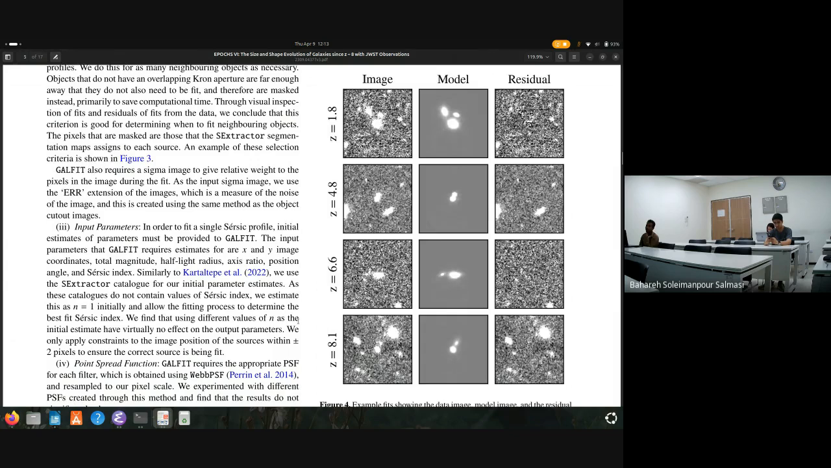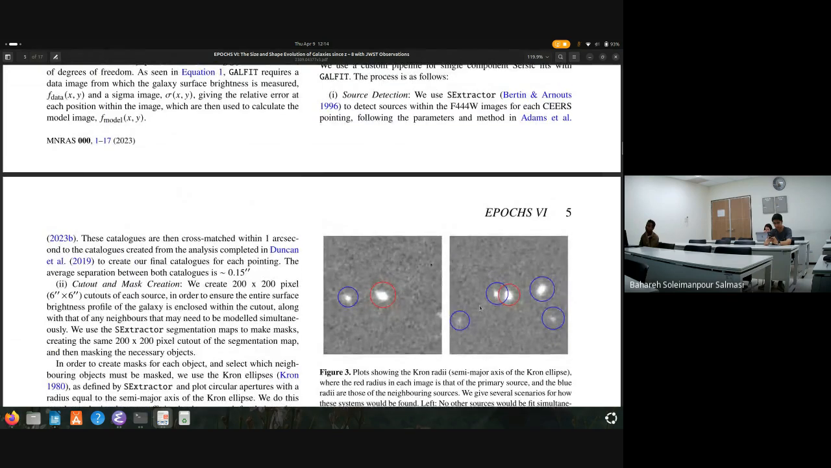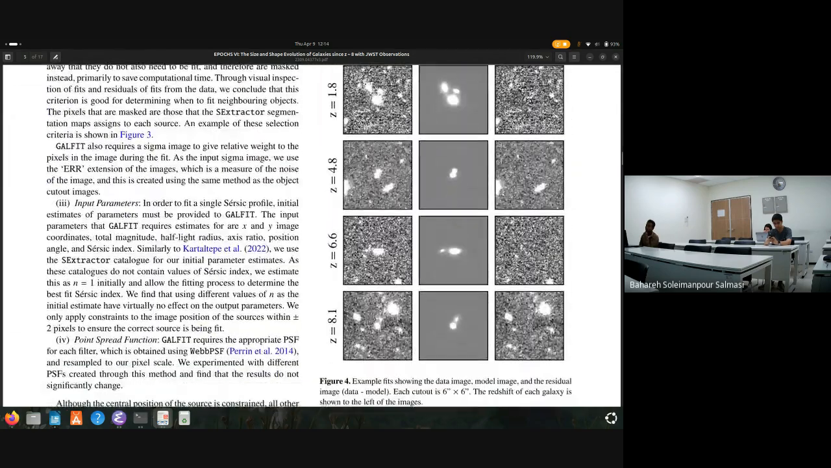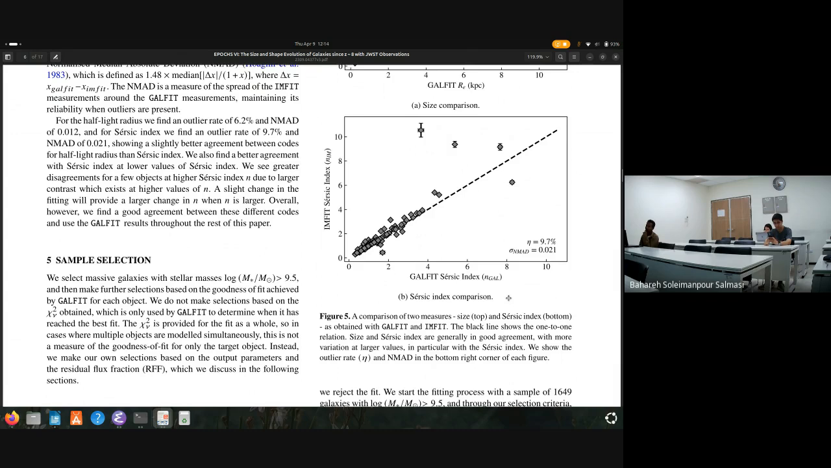Let me show one of these examples. So these are the galaxies. You can see a redshift around 1.8 galaxy and then a redshift around 8.1 galaxy. Also, they have taken into account if there is blending, like in this case, so it fits simultaneously to both of these galaxies, removing the blending part as well. They also tested it with IMFIT, just to see if GALFIT is doing a good job or not.